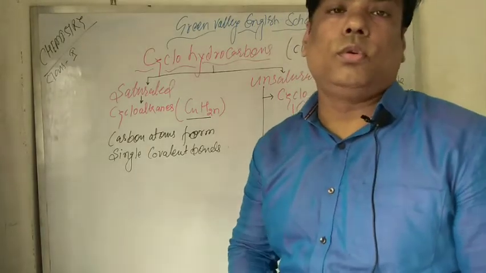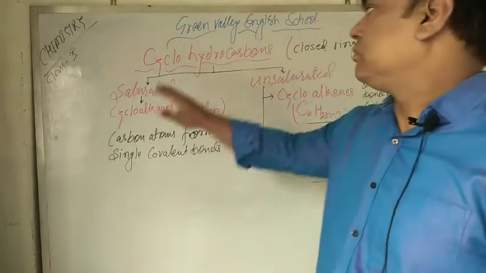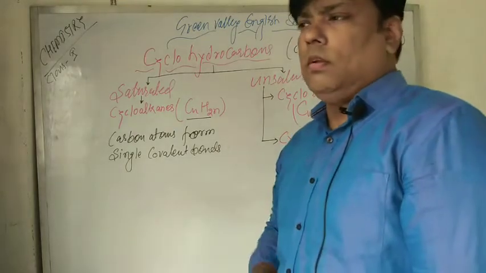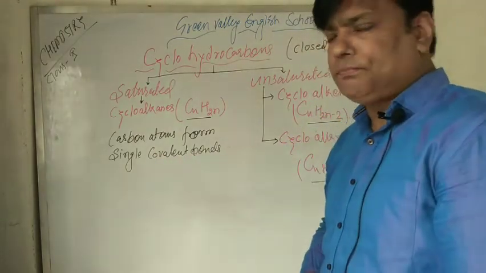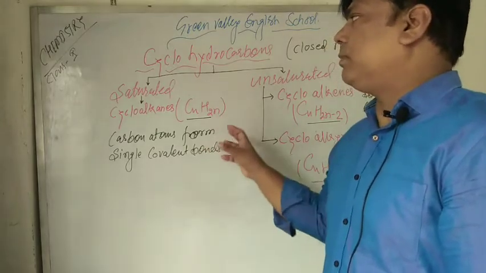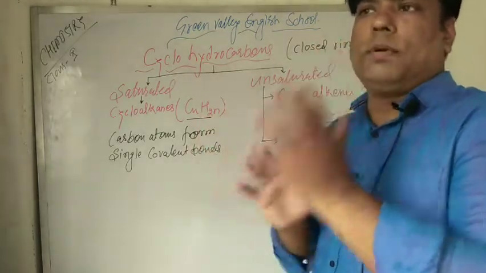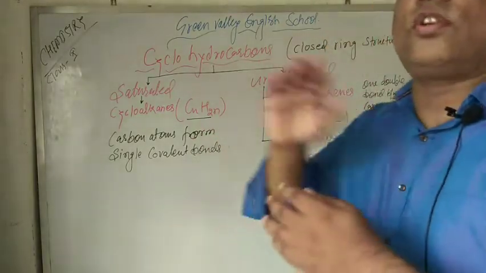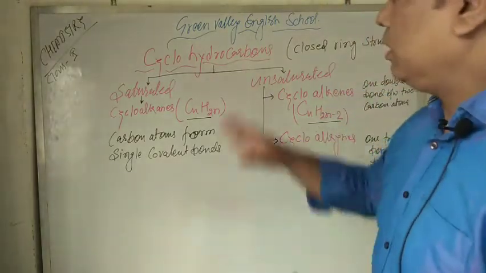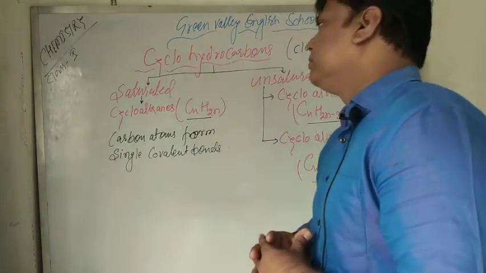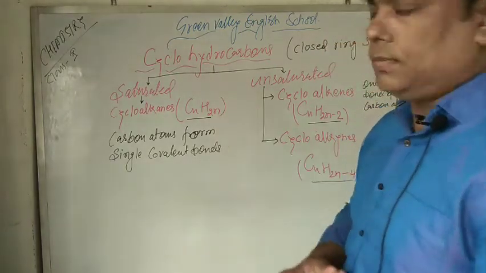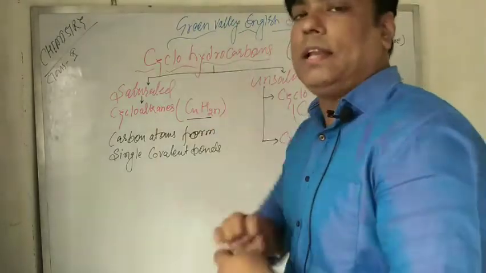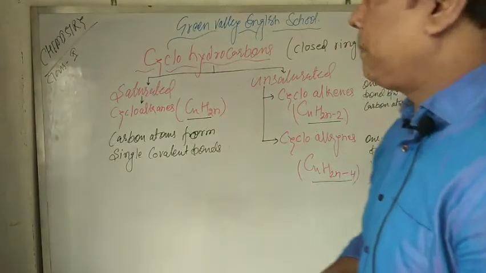We are going to start our new topic, that is cyclohydrocarbons. We have studied about hydrocarbons, carbons in a straight chain, right? This type of hydrocarbon is one in which the carbons are arranged in such a way that it makes a close ring structure. So, as the name suggests, cyclohydrocarbons means hydrocarbons which have a cyclic structure, a close ring structure.